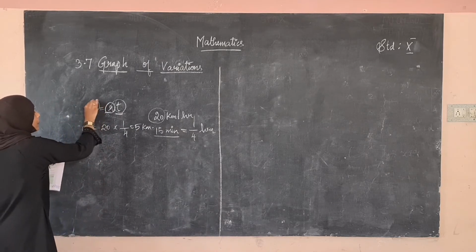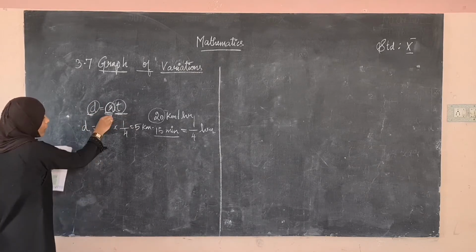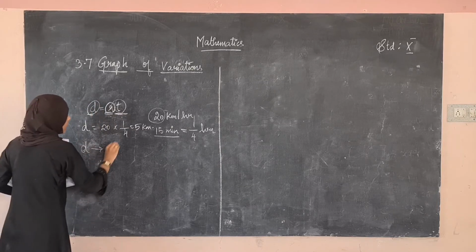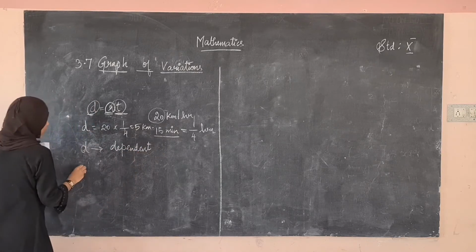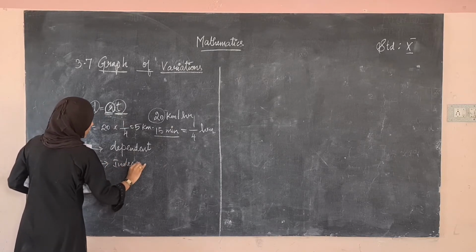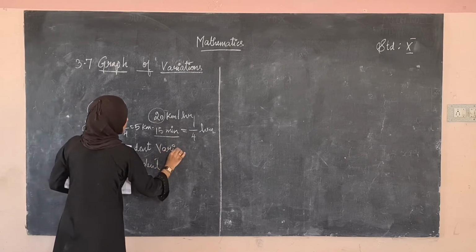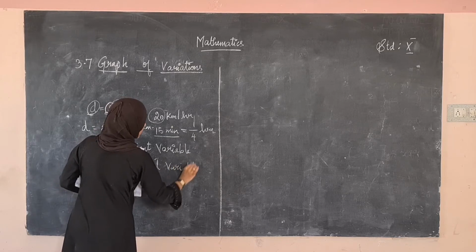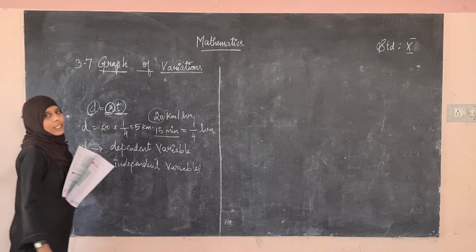But D depends on the variables R and T. The value of R and T matters for the value of D. Therefore, D is the dependent variable, and R and T are the independent variables. These both are not dependent on anything. So, this is the dependent variable and this is the independent variable.